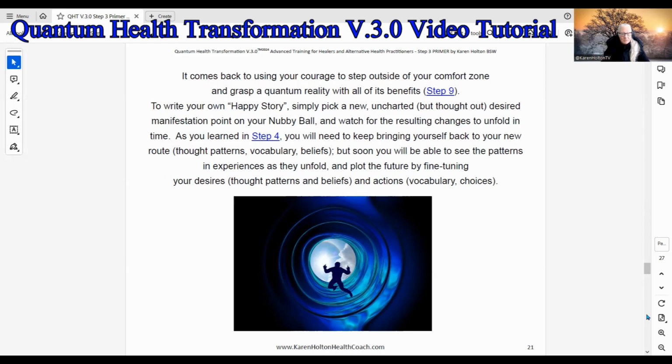As you learned in step 4, you will need to keep bringing yourself back to your new route, thought patterns, vocabulary, beliefs, but soon you'll be able to see the patterns in experiences as they unfold. And plot the future by fine-tuning your desires, which come through as thought patterns and beliefs, and actions, your vocabulary and your choices.